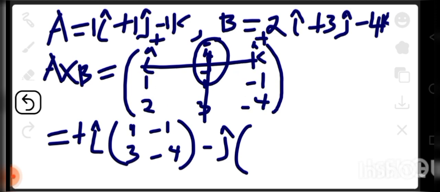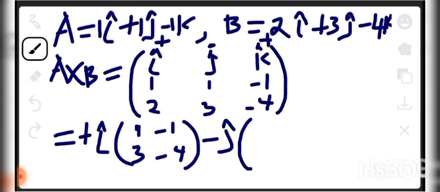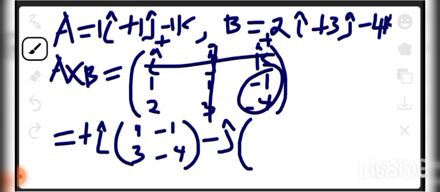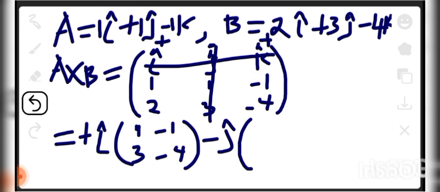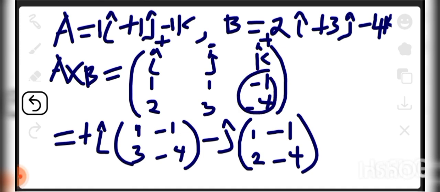So you're going to have something like this. You're going to have minus j, bracket. Remember, I'm going to strike this side, we pick this, we pick this. So we're going to have something like this. 1 2, that is this. Then minus 1 minus 4, that's for this side.